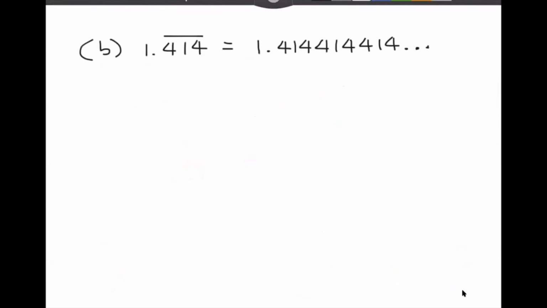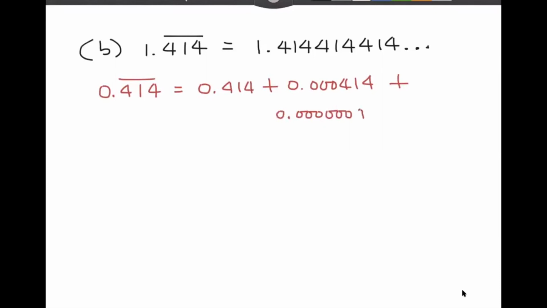All right, now this one is a little more complicated. So what I'm going to do with this one is forget about the 1 at the beginning, just for now. And I'm going to concentrate on the decimal part, 0.414 repeating. So that can be written as 0.414 plus 0.000414 plus 0.00000414, et cetera, et cetera.